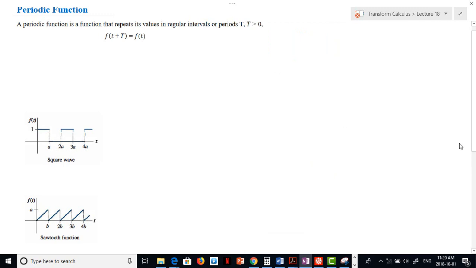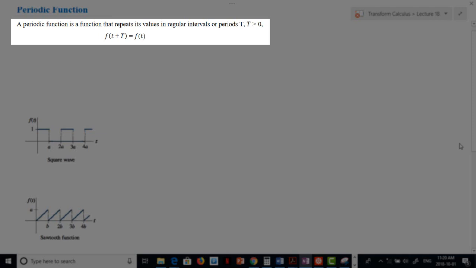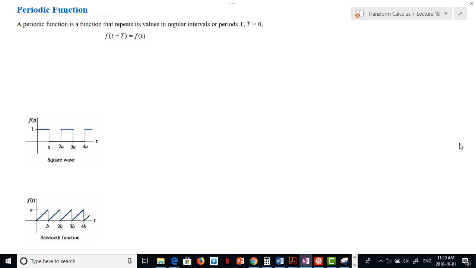A periodic function is a function that repeats its values in regular intervals or periods T capital, and periods should be greater than 0. In fact, f(t + T) is equal to f(t). So for example, you know that a function like sine t is a periodic function.